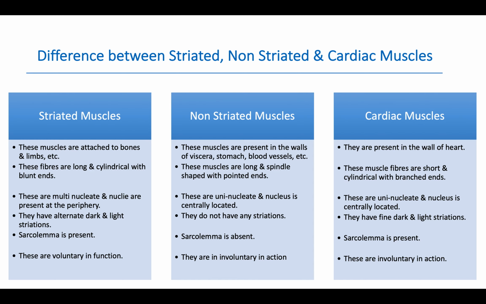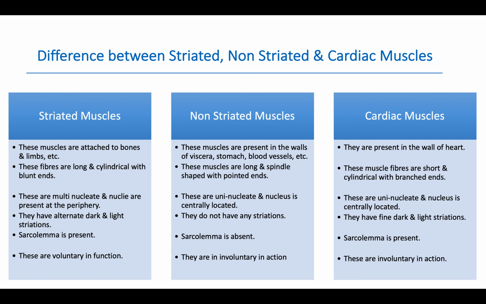Striated muscles are long and cylindrical with blunt ends. Non-striated muscles are long and spindle-shaped with pointed ends. Cardiac muscles are short and cylindrical with branched ends. Striated muscles are multinucleate and nuclei are present at the periphery. Non-striated muscles are uninucleate and the nucleus is centrally located. Cardiac muscles are uninucleate and the nucleus is centrally located.